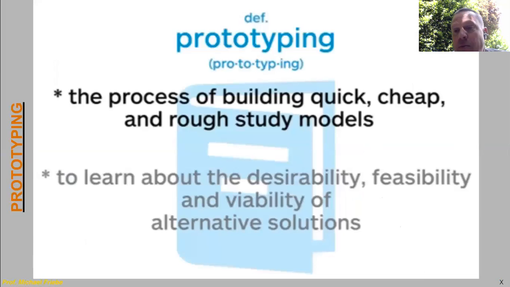Prototyping. So now we go into these MVPs again, to show customers and to have this iteration process. It's very good to have prototypes, and you need to build prototypes. And the question is, what is a prototype? Here is a definition of prototyping: the process of building quick, cheap, and rough study models. Study models, because you want to show a feature, a value proposition, and you want to check whether the customer really appreciates it or not.